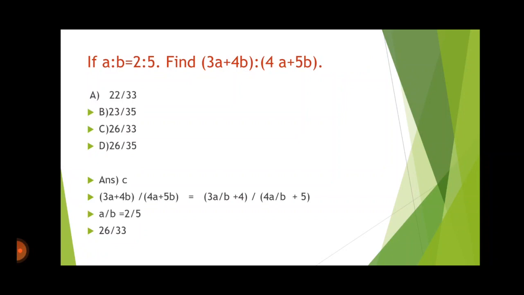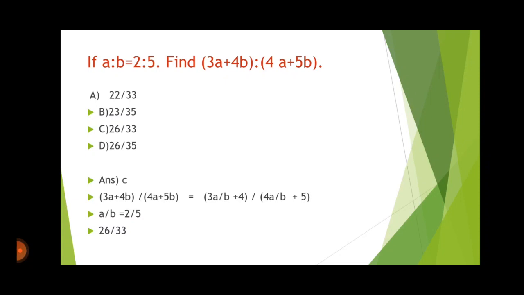That is 3A plus 4B divided by 4A plus 5B. We can rewrite the ratio like this. Then we are dividing the numerator and denominator by B. So we can rewrite the values as 3A by B plus 4 divided by 4A by B plus 5.